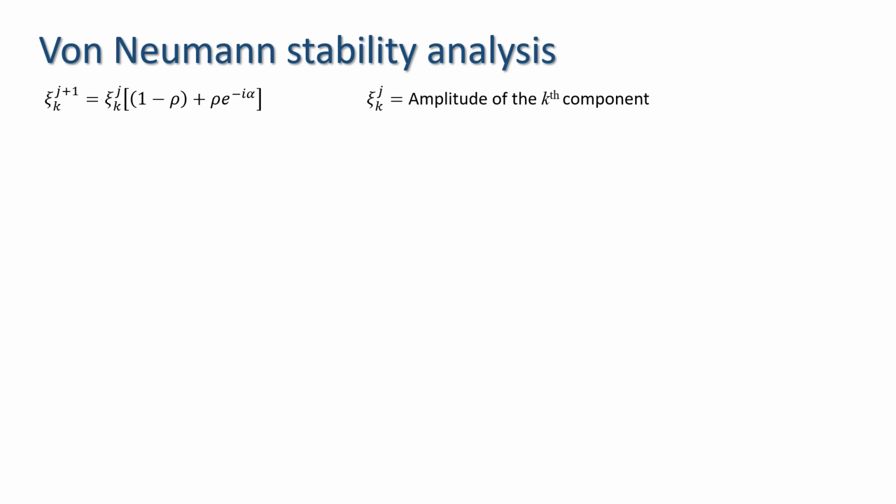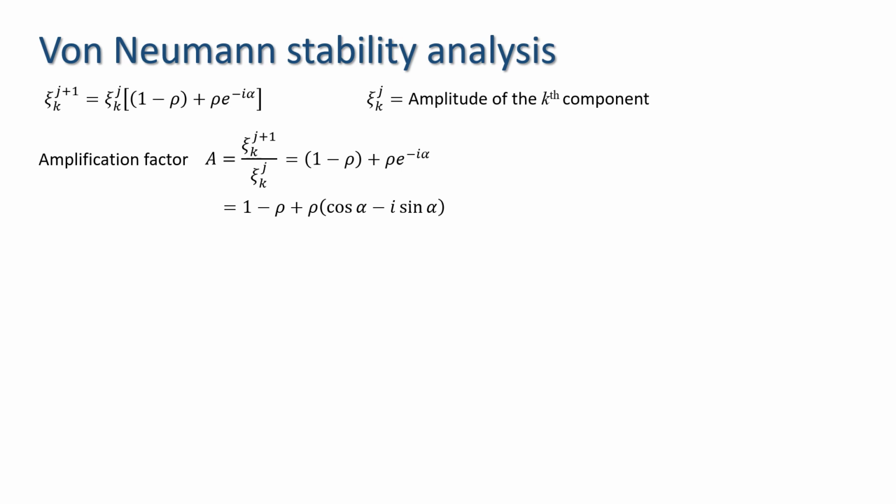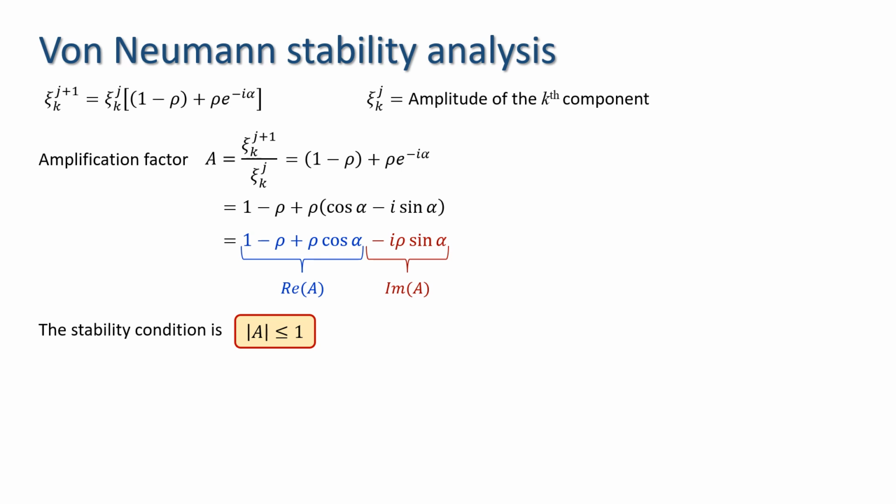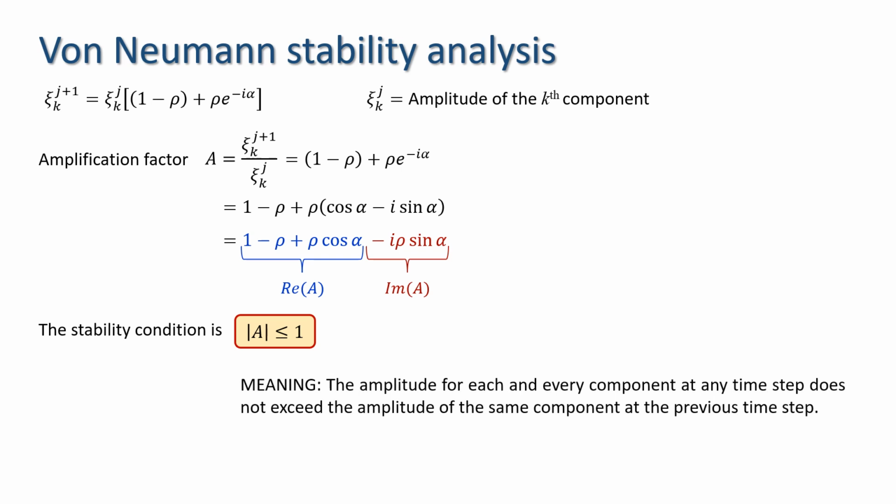We can now define an amplification factor as we go from time step j to j plus 1 as the ratio of amplitudes zeta_k^(j+1) and zeta_k^j. This gives us 1 minus rho plus rho e to the minus i alpha. The exponential term can be written in terms of trigonometric functions, giving us this equation for the amplification factor. We can now separate the real and imaginary parts, allowing us to find its magnitude. The requirement for stability is that the magnitude of the amplification factor is less than or equal to 1. If this is the case, then the amplitude for every component at any time step does not exceed the amplitude of the same component at the previous time step, providing a solution that is uniformly bounded.